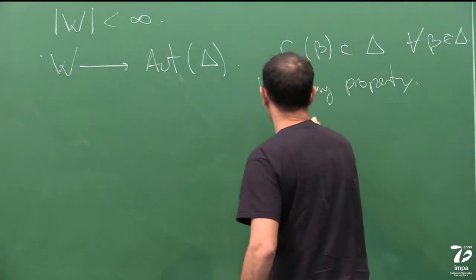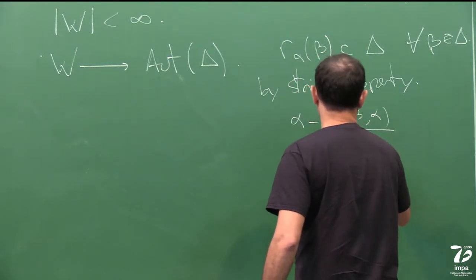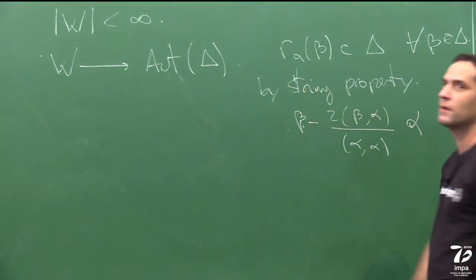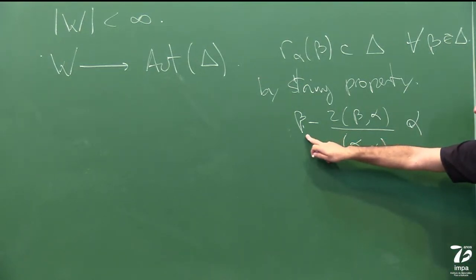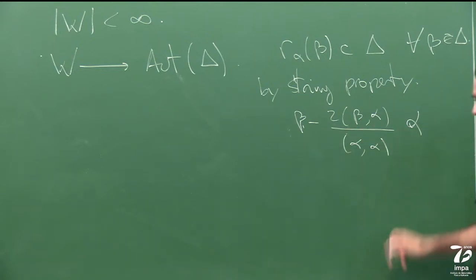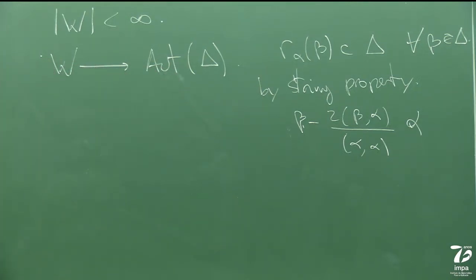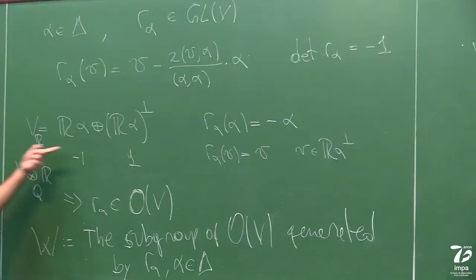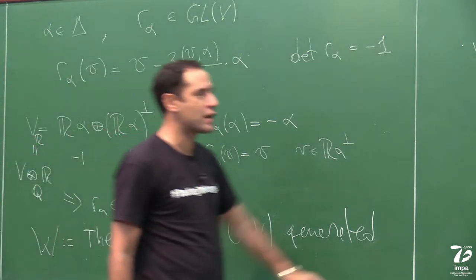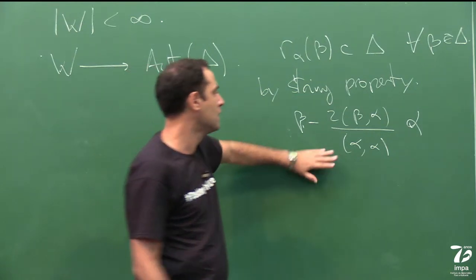By the string property, alpha minus twice beta alpha over alpha alpha, beta minus this. This is in the string of roots coming from beta by adding multiples of alpha. So that string contains zero, but we know that that thing cannot be zero because R alpha of something is invertible. So in principle, a string may pass by zero, but this thing is non-zero, and it is in that string, therefore it is a root. So this means that this is a root.